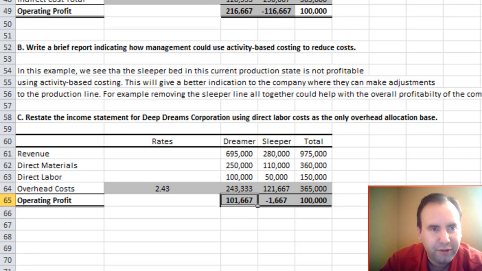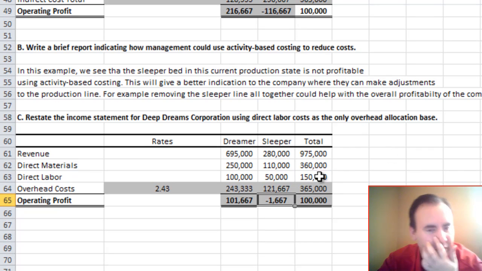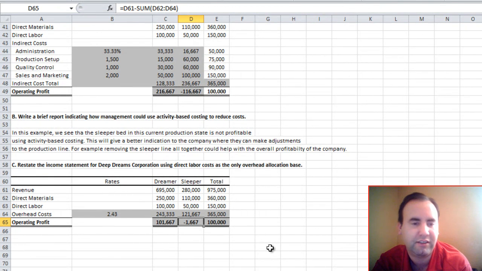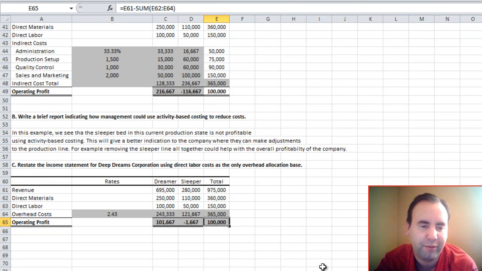For the operating profit, we'll be doing the exact same thing. We take our revenue and subtract our direct materials, labor, and overhead costs in order to get $101,667 for the Dreamer. For the Sleeper, we'll see that the overhead costs change again, giving us only a negative $1,667, for a total of that $100,000 in operating profit.